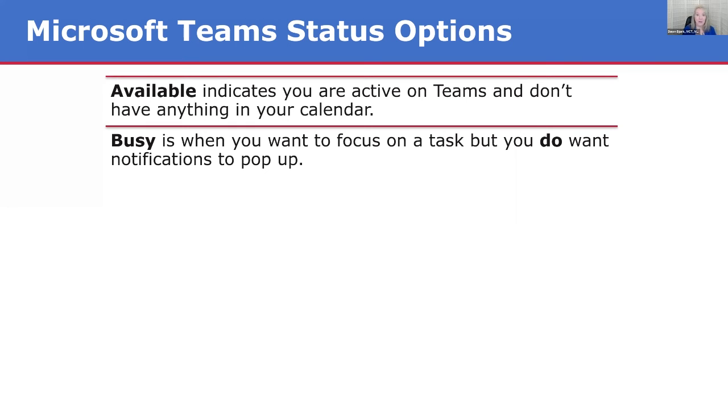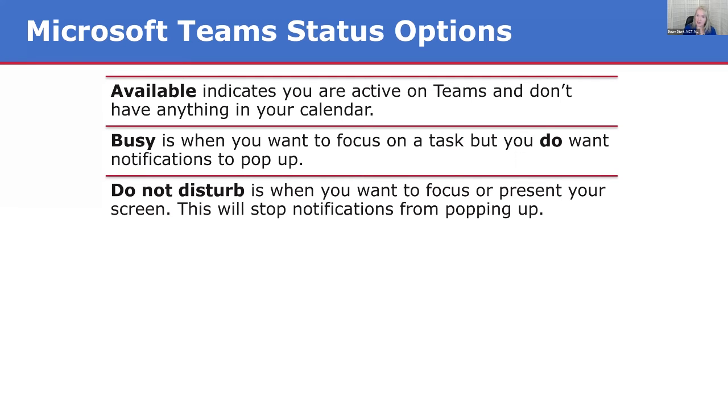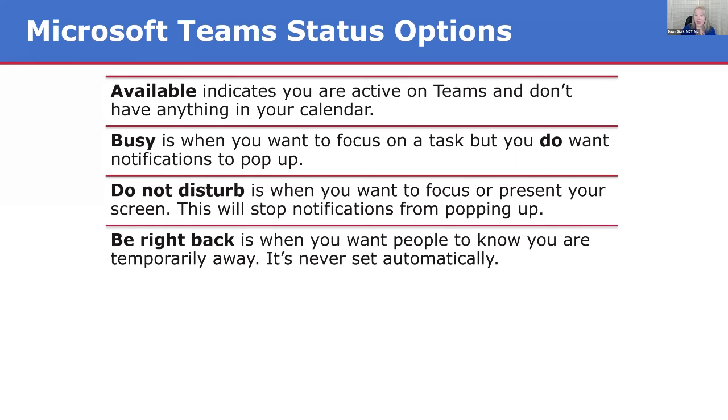Busy is either because you're booked in your calendar or you need to focus on a task. And especially with so many people working remotely, this is a great way to communicate, but you will still get notifications. Do not disturb kind of escalates it. It means you want to focus and present, or maybe you want to present your screen. So in this case, if I wouldn't want to have my own Teams open, I want to change it to do not disturb because I don't want it to pop up and show what my chat message is, for instance. So only if a message has been set up as urgent or important, then it would show up for us.